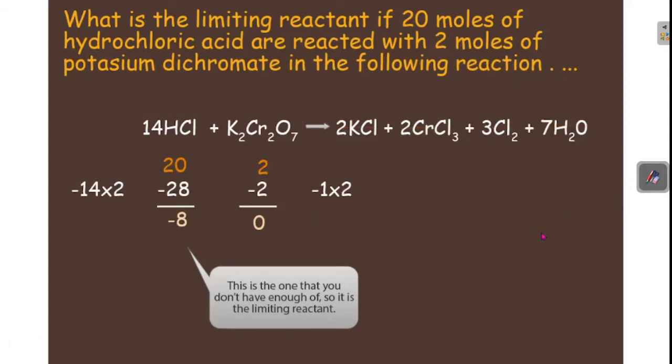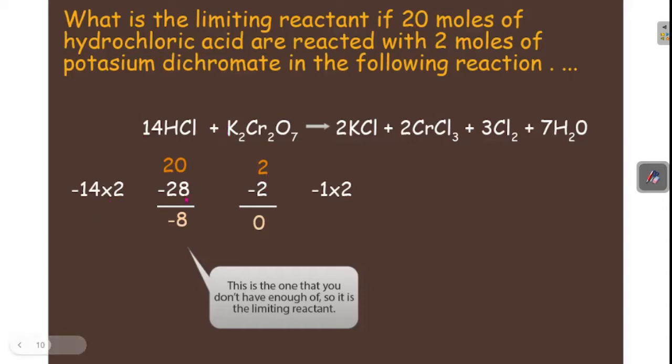Now, on this one, what is the limiting reactant if 20 moles of hydrochloric acid are reacted with 2 moles of potassium dichromate in the following reaction? Okay. So the recipe tells you 2, 1. 2, 1 produces 2, 2, 3, 7. That's the recipe. I mean, that cannot change. But now they say that you have 20 of these and you only have 2 of these. 2 of them requires 28. See, because each one requires 14.